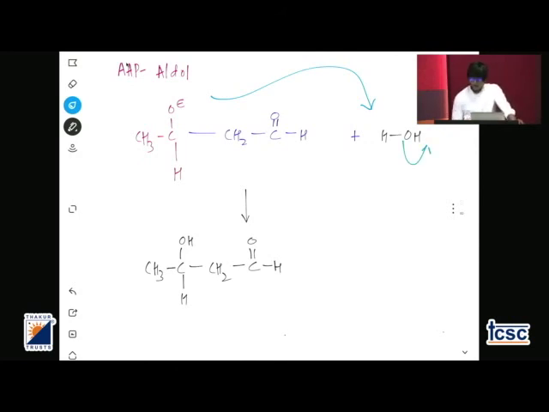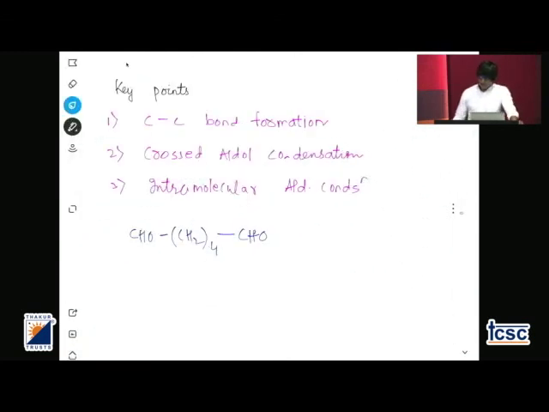So how do I define ARP aldol? ARP aldol is alkoxide abstracts proton to form aldol. Key points in this reaction: there is new carbon-carbon bond formation, which is extremely important for us to know. Next, there can be crossed aldol condensation. If acetaldehyde reacts with acetone, that would be known as crossed aldol condensation. Intramolecular aldol condensation is also possible.